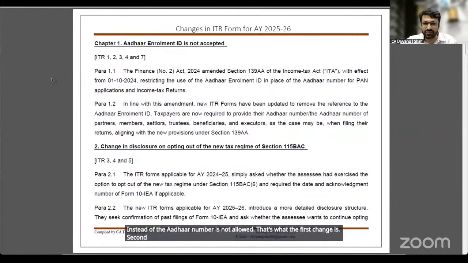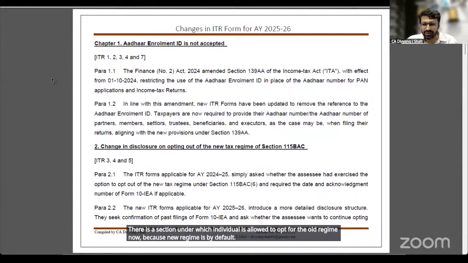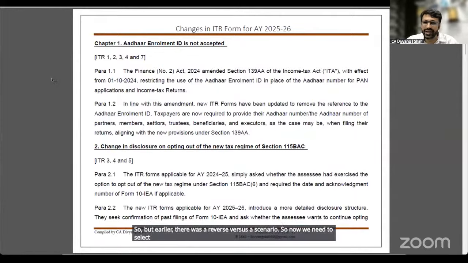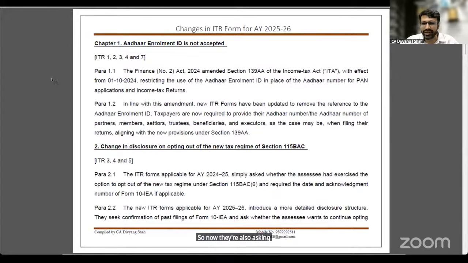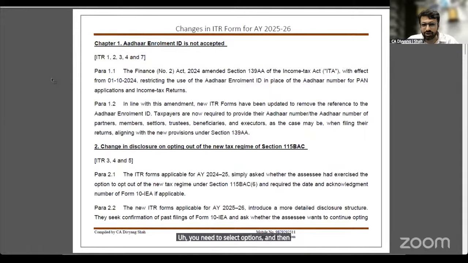Second change is section 115BAC. That is the section under which an individual is allowed to opt for the old regime now, because the new regime is the default. Earlier the scenario was reversed. So now they are also asking a question: if you have opted out of the new regime earlier, you need to select options, and then give the acknowledgement number and so on. Some confusion was also there, as the form was not well drafted. What was the form? We need to select one of the options: have you opted out of the new regime in FY 24-25? So one option we have to select.